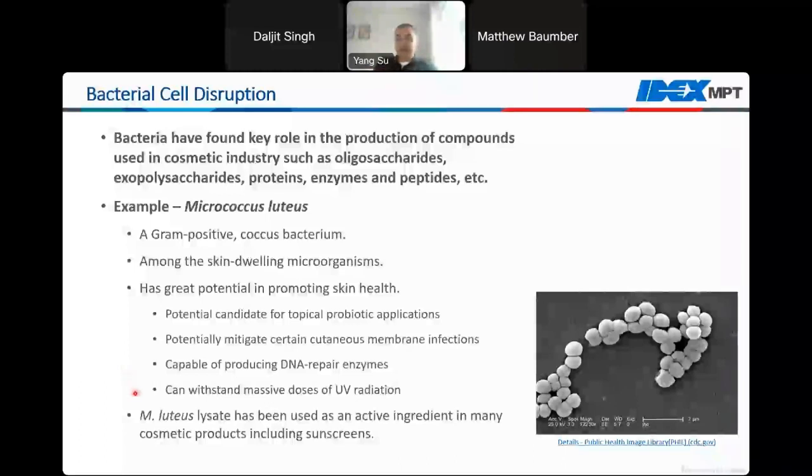And one other interesting property of this bacterium is they can produce pigments within them, which allow them to withstand massive doses of UV radiation. This means they're not only being used as active ingredients in many different cosmetic products, but they can also be used for products such as sunscreens.